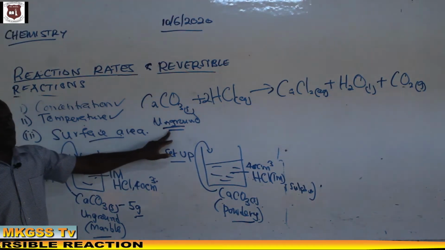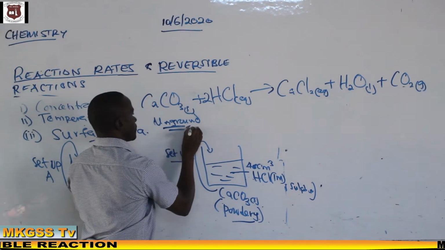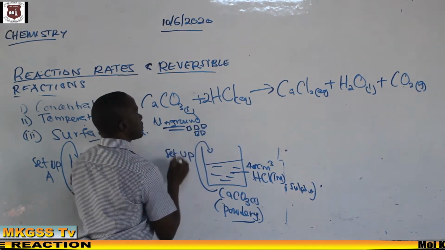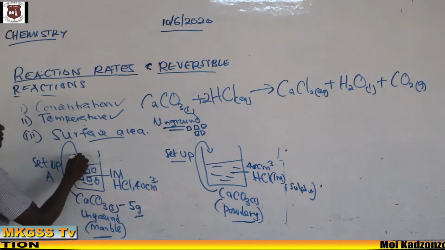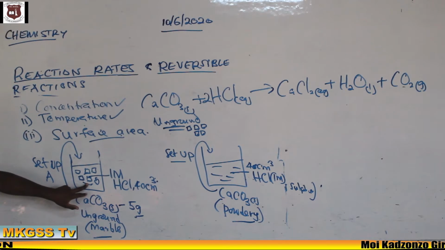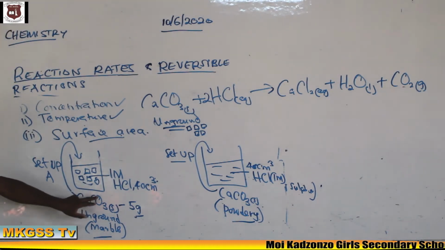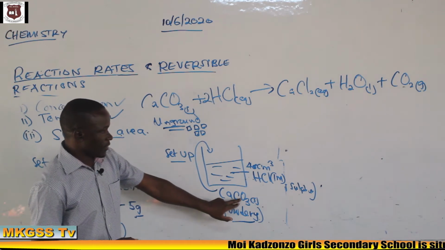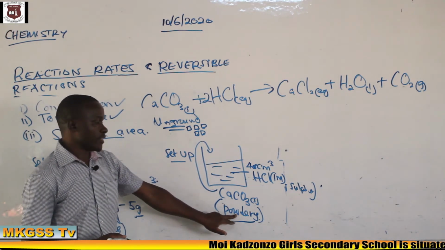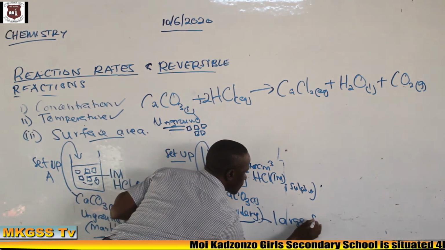So unground marble is normally having large particles, and in this case we consider this one to be having smaller surface area. The reason why it is having smaller surface area is because the area of contact between these large particles and the ions of hydrochloric acid is very small. But when it is ground, that is the powdery, it is considered to be having larger surface area.